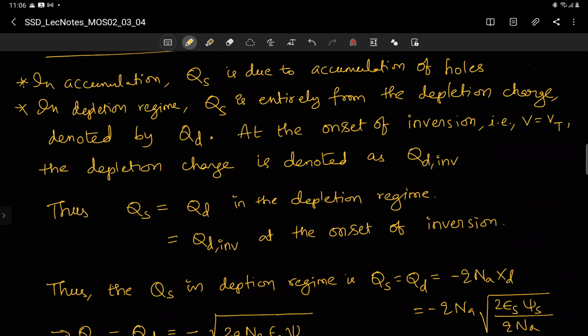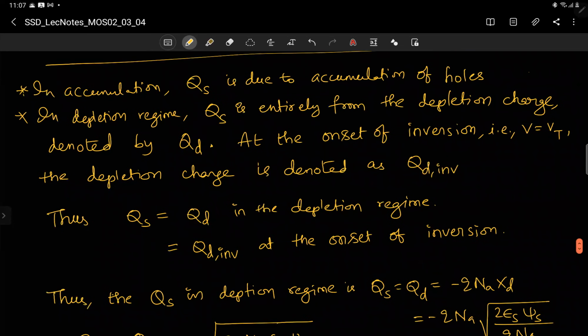But before discussing what happens for voltage beyond threshold voltage, or in the inversion regime of operation, let us change notation a little bit. In accumulation, Qs is due to accumulation of holes. In the depletion regime, Qs is entirely from the depletion charge, denoted by QD. We saw that in the depletion regime, holes are depleted and electron concentration is increasing, but still its charge is not significant compared to the acceptor charge. So the entire Qs is coming from the depletion charge. That's the reason it is called the depletion regime.